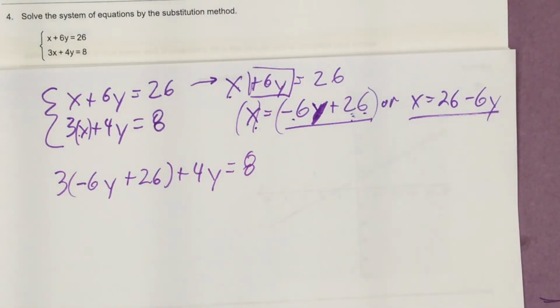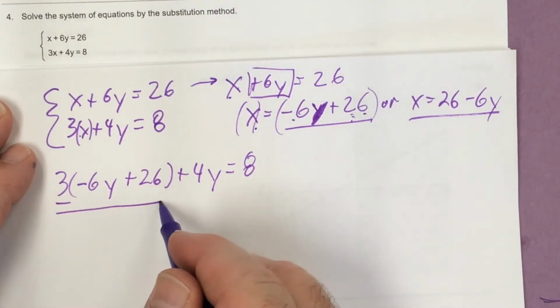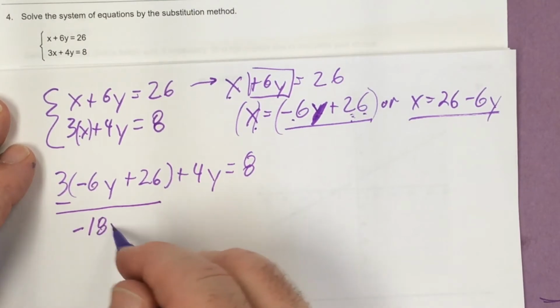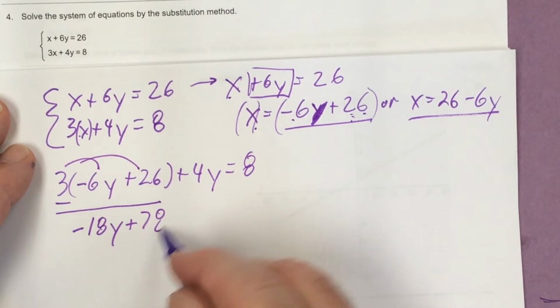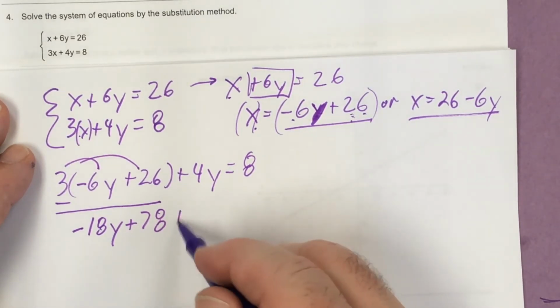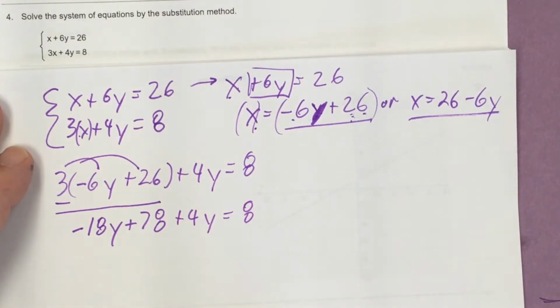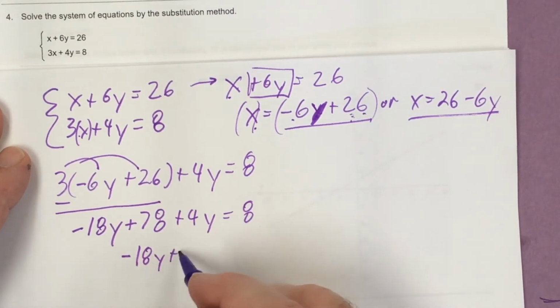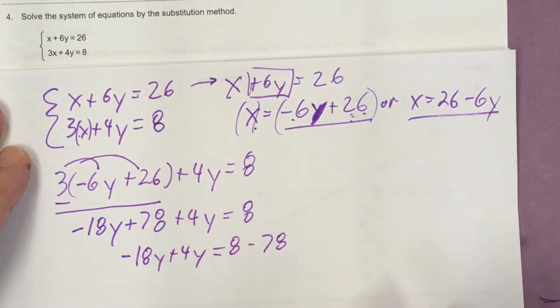You see, on some of these, the equations can get pretty complicated. So on this one, we're first going to have to distribute through. That'll be negative 18y. 3 times 26, that's going to be 78. I'm going to bring everything else down then. Plus 4y equals 8. I'm going to go ahead and move the 78 over to the other side. So I have negative 18y plus 4y equals 8 minus 78.